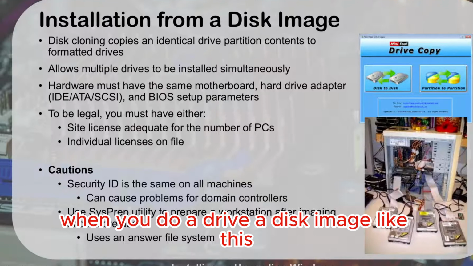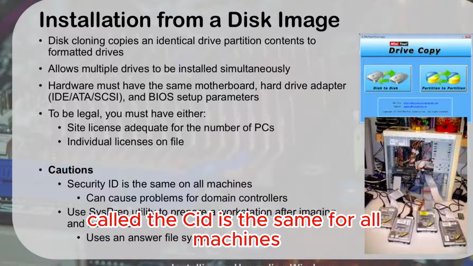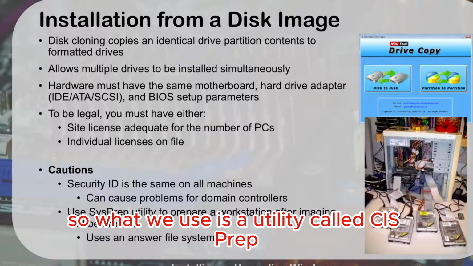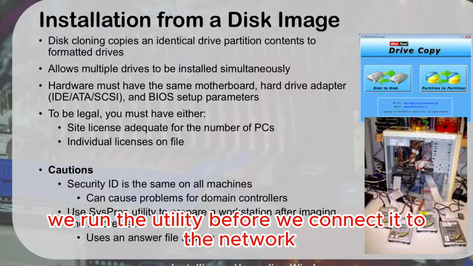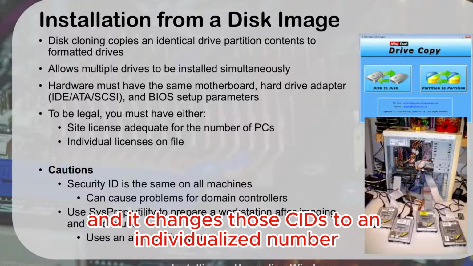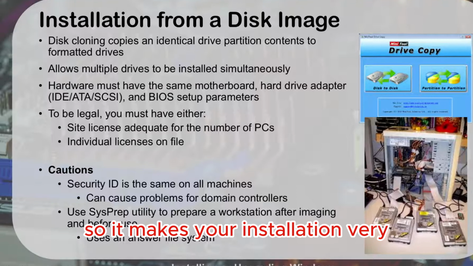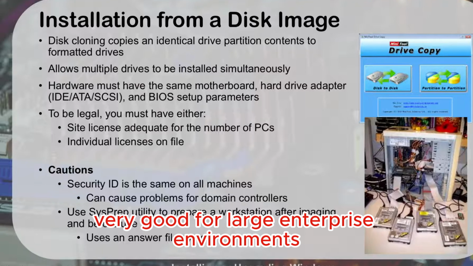When you do a disk image like this, the security ID called the SID is the same for all machines. If you're using a domain environment, this can be a problem. So what we use is a utility called sysprep. And what sysprep does is we run the utility before we connect it to the network, and it changes those SIDs to an individualized number for each one. And this also uses an answer file system, so it makes your installation very, very quick and easy. Very good for large enterprise environments.